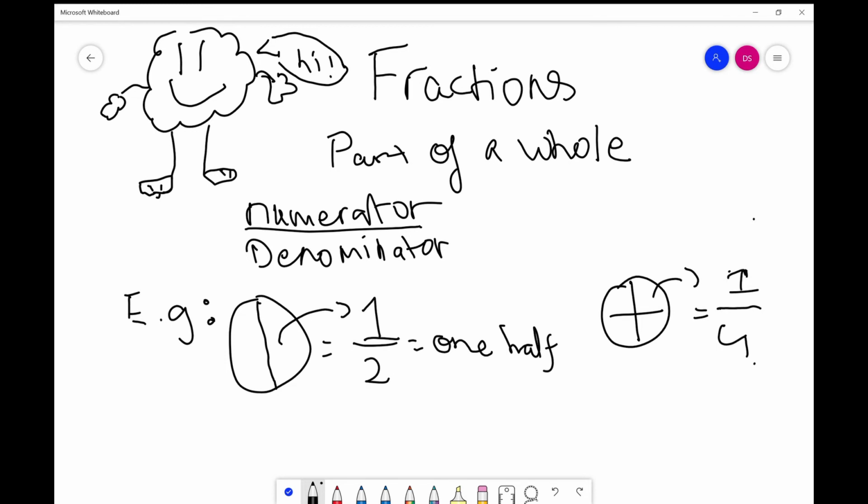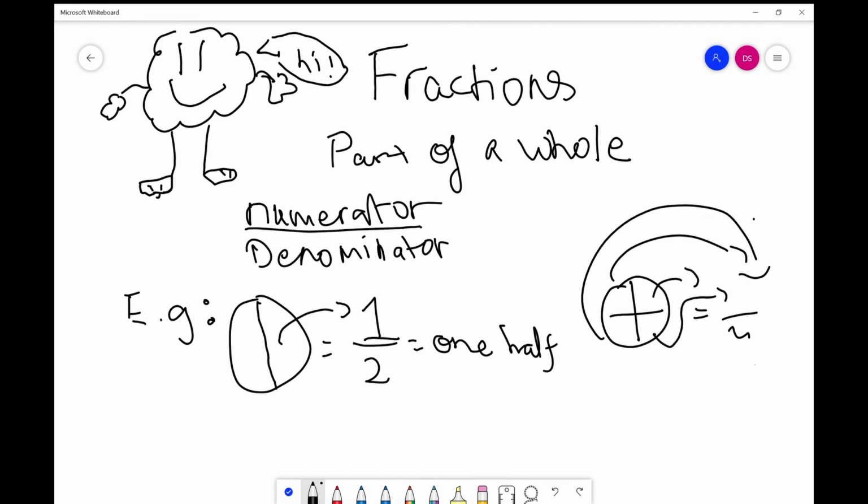So what would the fraction be if I cut a pie into 4 pieces and I took all 4 of the pieces? Well, you could write it simply as 4 over 4. But since 4 over 4 is basically the whole pie, you could also write it as 1, as it is one whole. That is the basics of fractions.